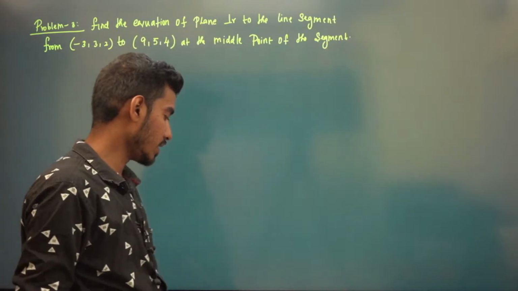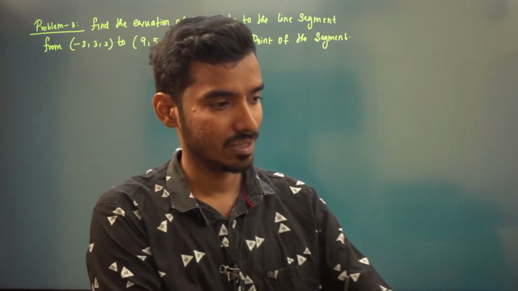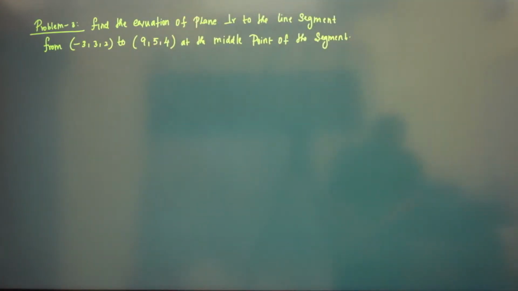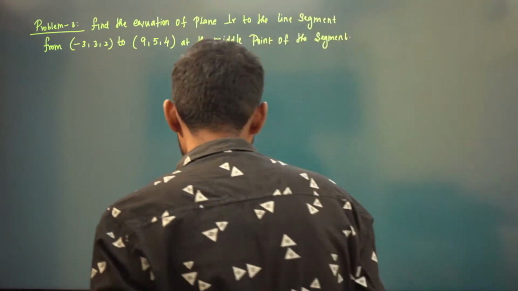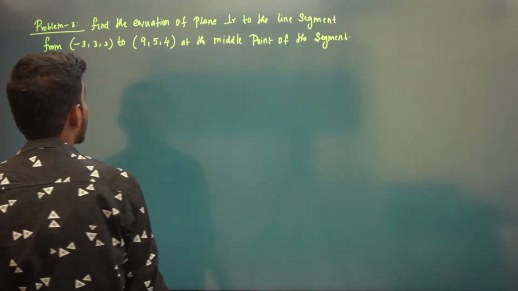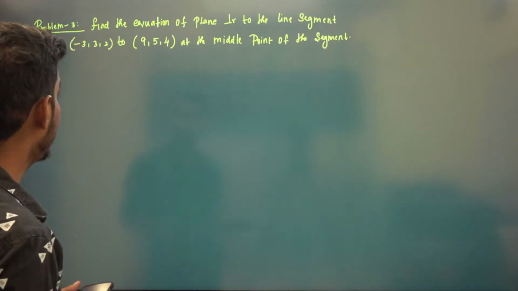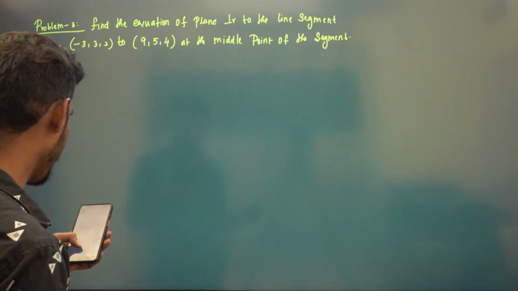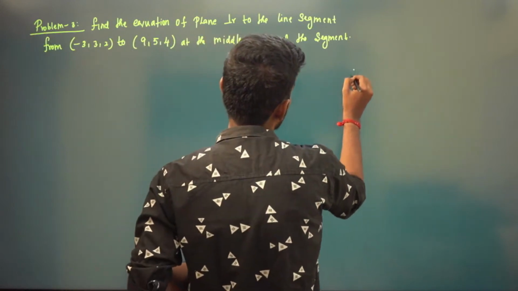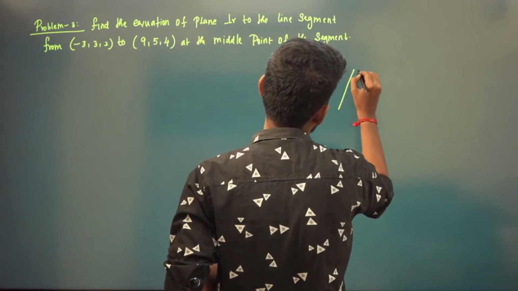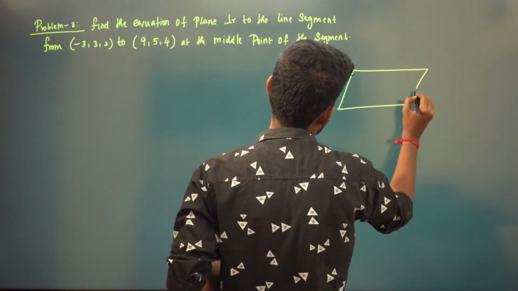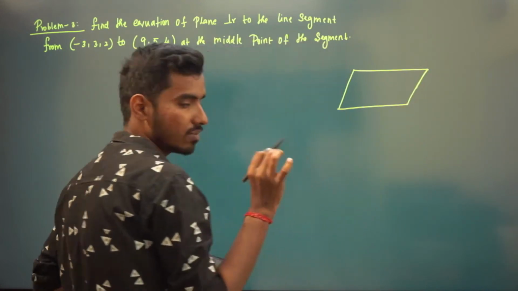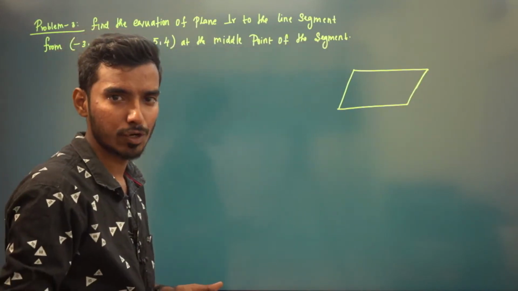The question seems to be slightly tricky, but it is very easy. We need to find the equation of the plane that is perpendicular to the line segment from (-3, 2, ...) to (9, 5, 4) at the middle point of the segment. Okay, so very simple. We have a line segment, and the plane has to be perpendicular to it. Find the equation of the plane. First you draw a diagram, then it will be very easy for you to follow.